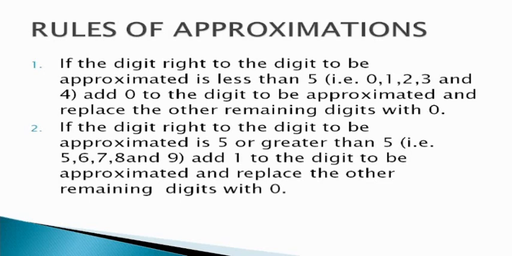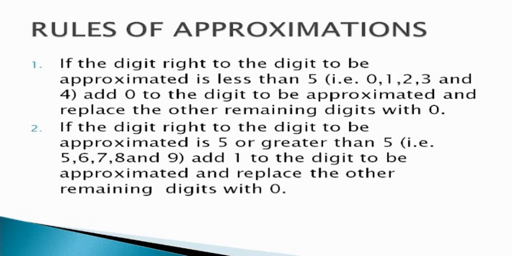If you want to approximate a number, first of all, you need to identify the digit to be approximated and the digit which is right of the digit to be approximated. If the digit right to the digit to be approximated is less than 5, that is 0, 1, 2, 3, and 4, add 0 to the digit to be approximated and replace the other remaining digits with 0. This is rule number 1.